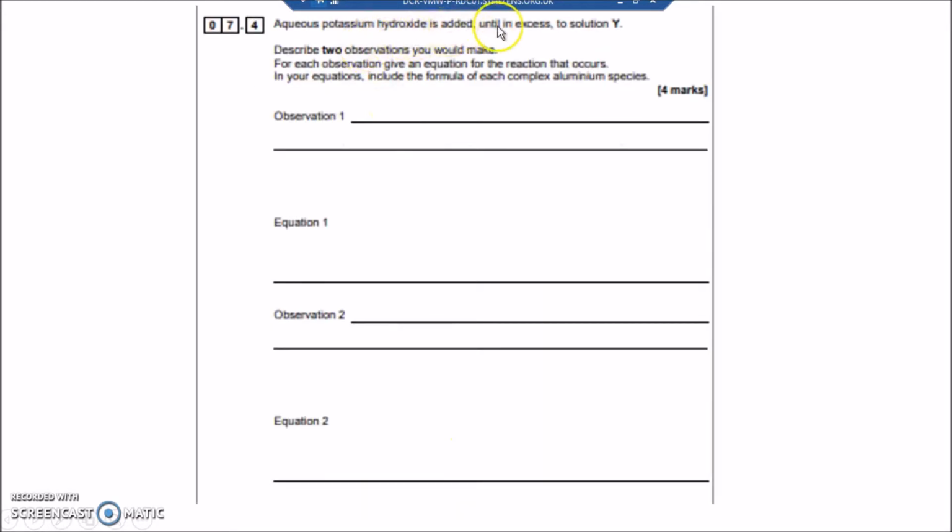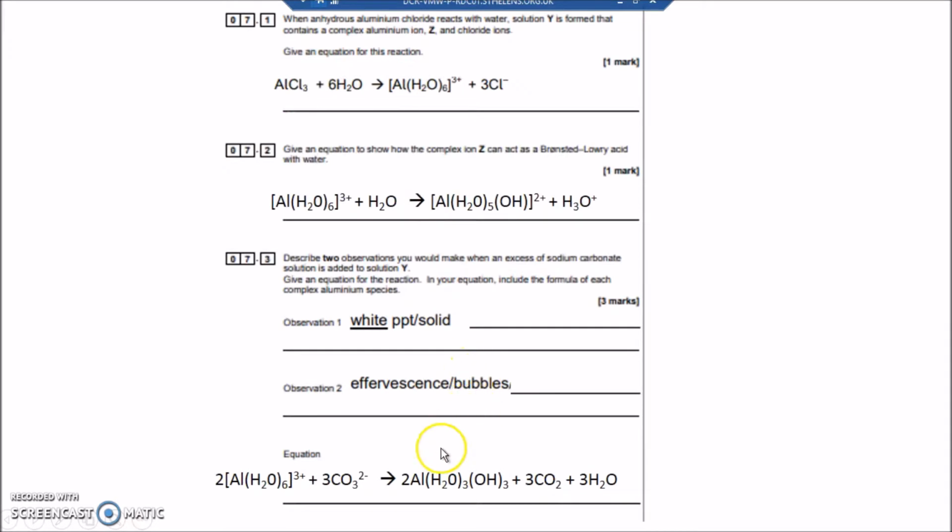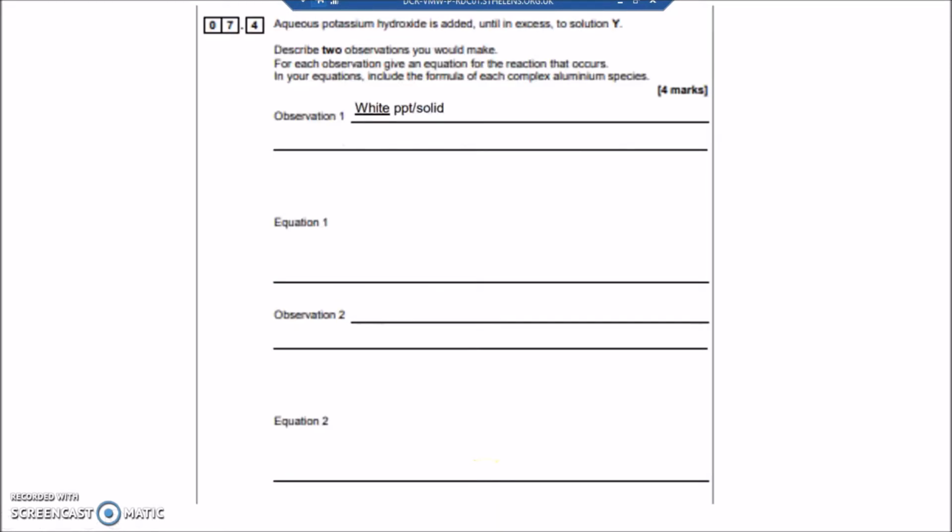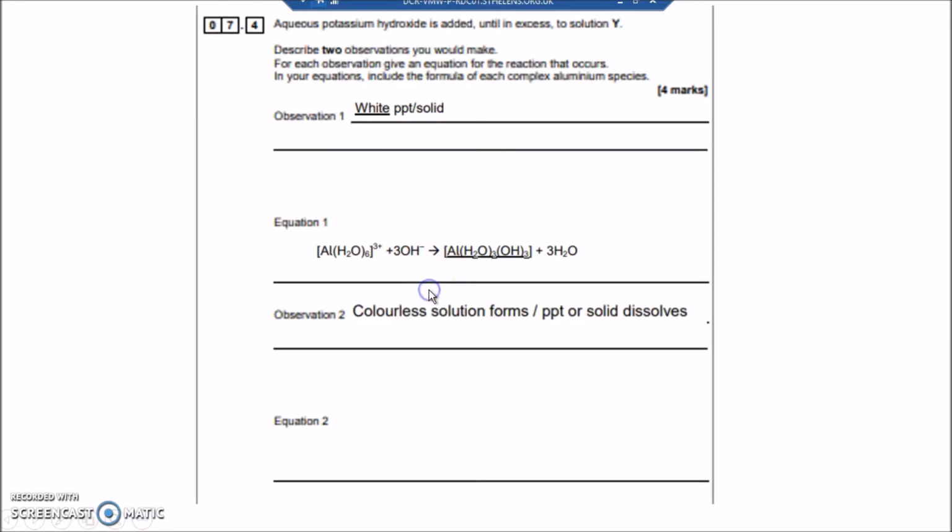Aqueous potassium hydroxide is added until in excess to solution Y. 2 observations you will make. Well, first of all, you will get a white solid. That's the same as this, aluminium hydroxide, Al(H2O)3(OH)3. That's my white solid. But then with sodium hydroxide or potassium hydroxide, it will redissolve. So it redissolves, the solid dissolves or forms a solution.